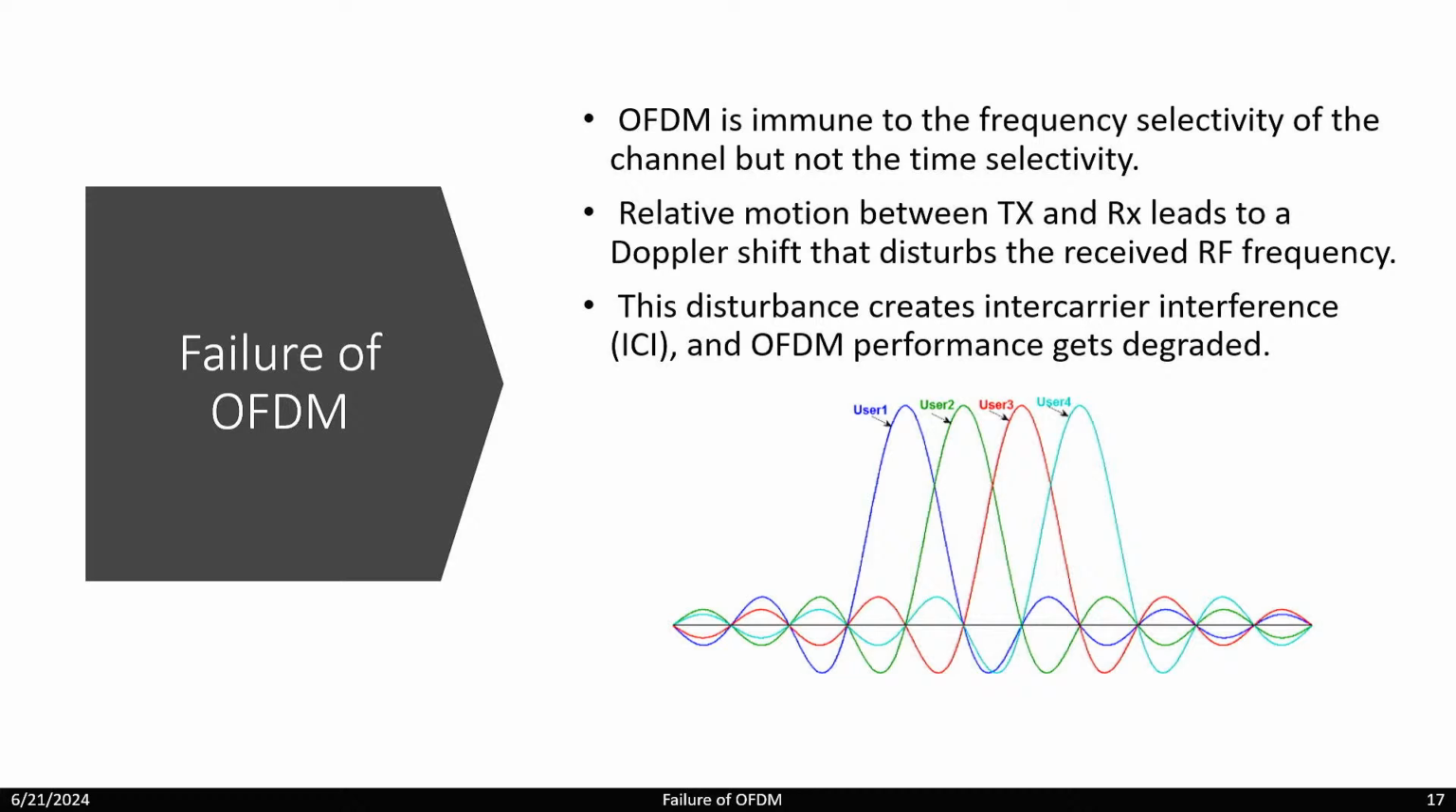Why does OFDM fail? As I said, in high mobility it does not take care of the time selectivity of the channel, and in OFDM inter-carrier interference also comes. OFDM fails due to that reason, so we have to search for another solution.